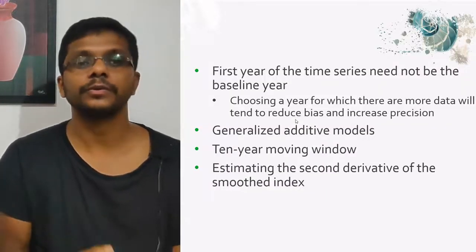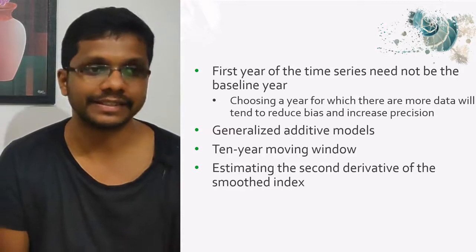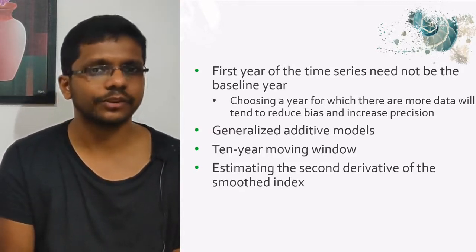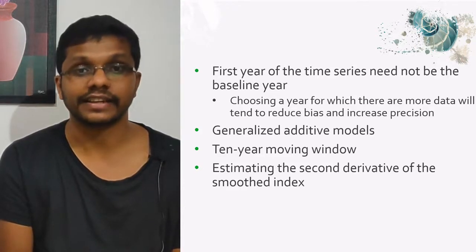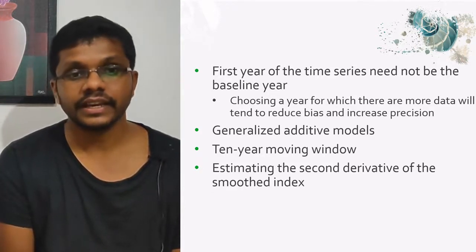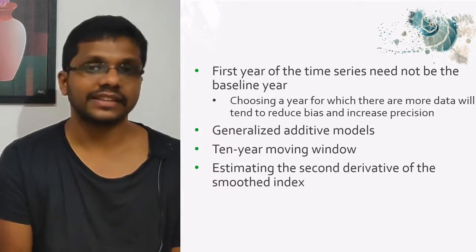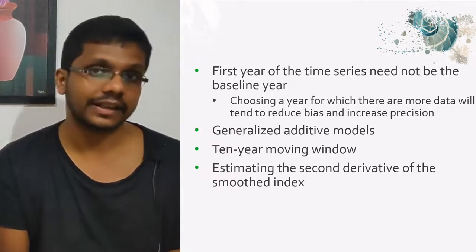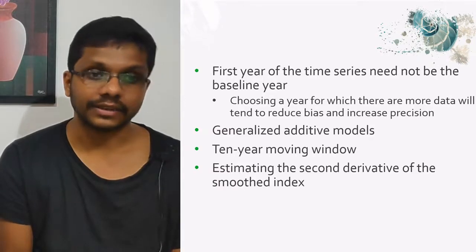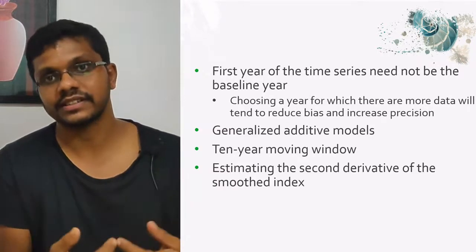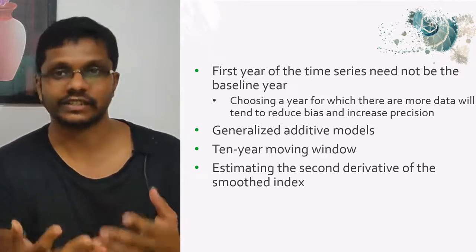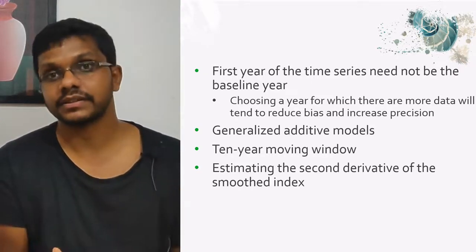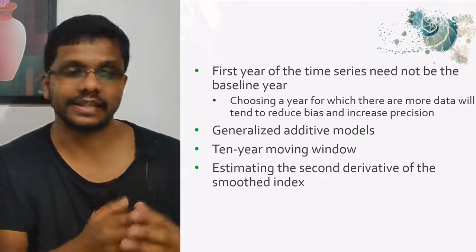So how do we avoid the changes due to the baseline year? The first thing is that the first year of the time series need not be the baseline year. We can change that. Once we start the survey, we can run it for 2-3 years and then calculate as the survey is progressing. The survey will be more established, and there will be more precision. Once we attain the required precision, we can select the baseline year.